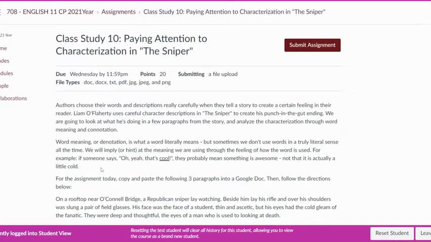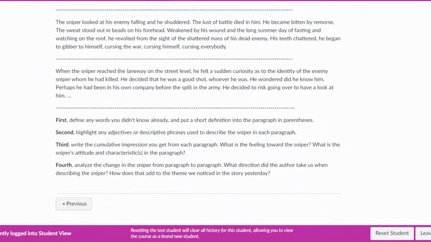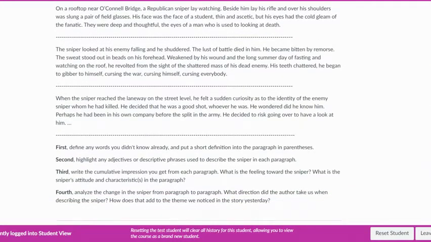For example, if someone says, "Oh yeah, that's cool," they probably mean something is awesome, not that something is a little bit cold, right? So what you need to do is copy these 3 paragraphs underneath this, from "on a rooftop" to "when the sniper," those 3 paragraphs into a Google Doc. And the first thing that we're going to do is read through and define any words we don't really recognize or understand in parentheses next to that word in the paragraph.